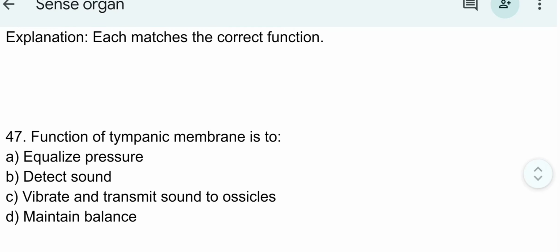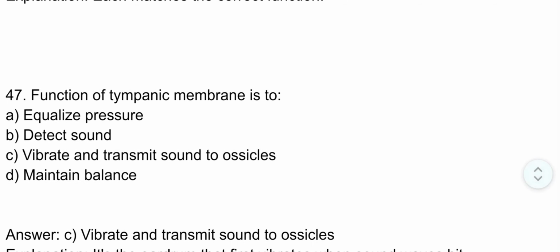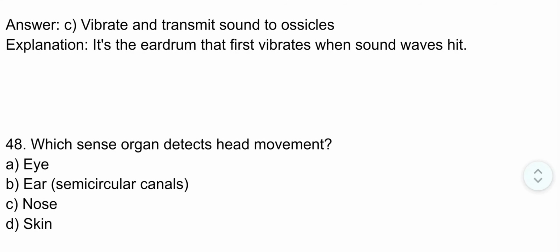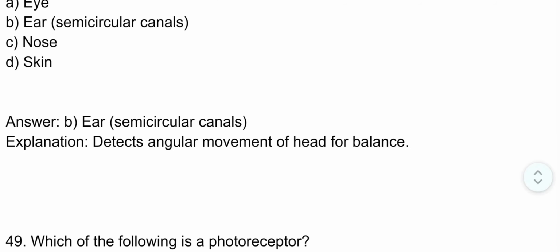Question number 47. Function of tympanic membrane is to? The correct option is option C. Vibrate and transmit sound to ossicles. It's the eardrum that first vibrates when sound waves hit. Question number 48. Which sense organ detects head movement? The correct option is option B. Ear. Semicircular canals detect angular movement of the head for balance.